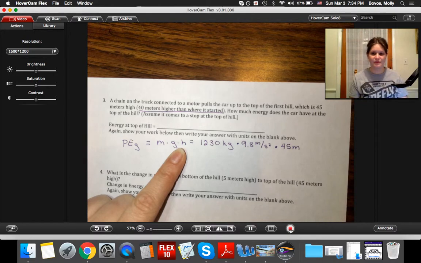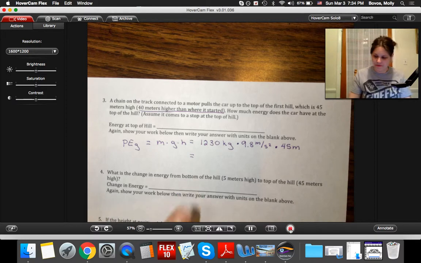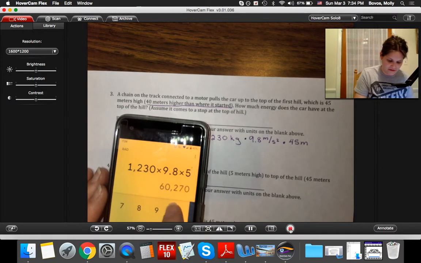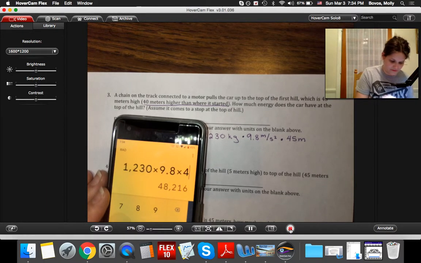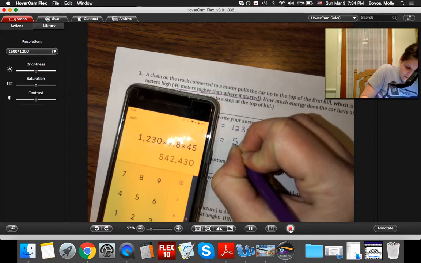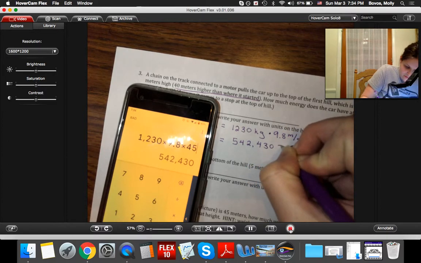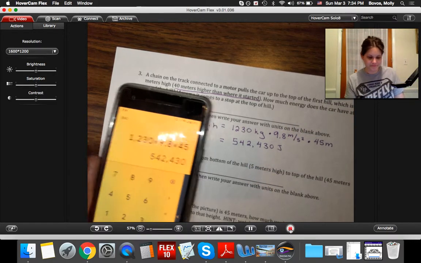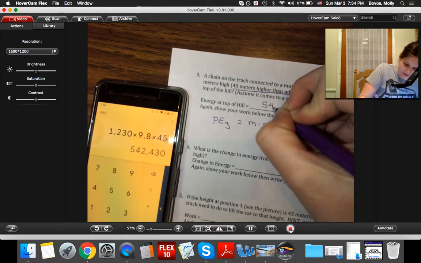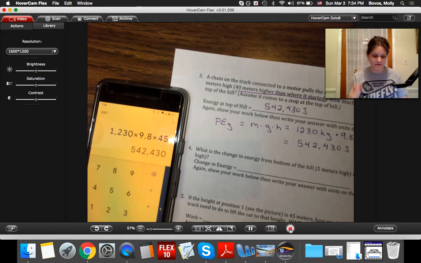Okay, there we go. So let's multiply these numbers together. I'm just going to be real fancy here and backspace 45. And now I have 542,430 joules. There we are. Let's go ahead and plug in this number right here, 542,430 joules as our final answer.